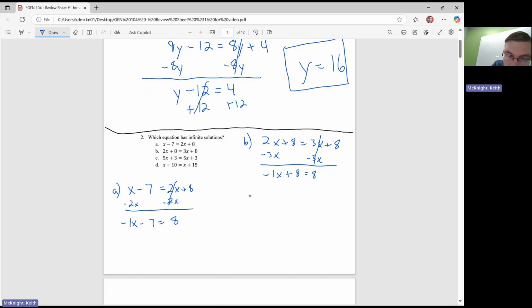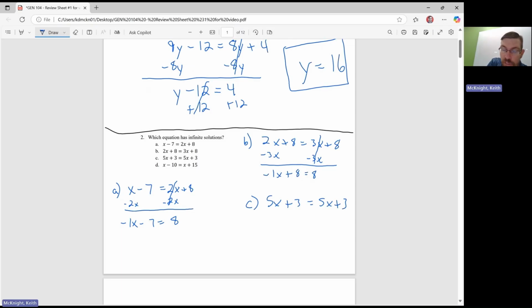So let's do C. If we do C, we have 5x plus 3 is equal to 5x plus 3. Now, before we start this one, we might notice that these are the same exact thing on both sides. Well, that's a telltale sign that this is probably going to have infinite solutions, because this is a true statement no matter what x is, since they're the same thing on both sides. So these are indeed equal no matter what x is.